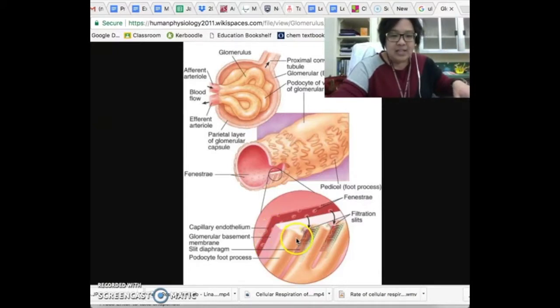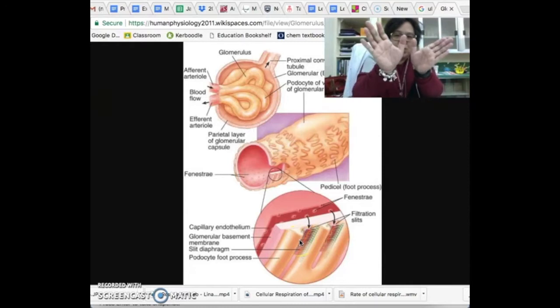Then lastly, you have your podocytes or your foot processes. Imagine them as feet pushing against the wall, trying to prevent things from filtering out.